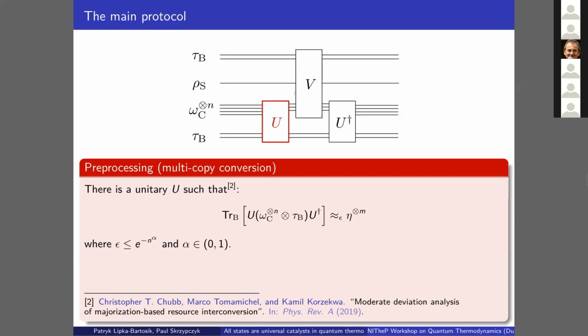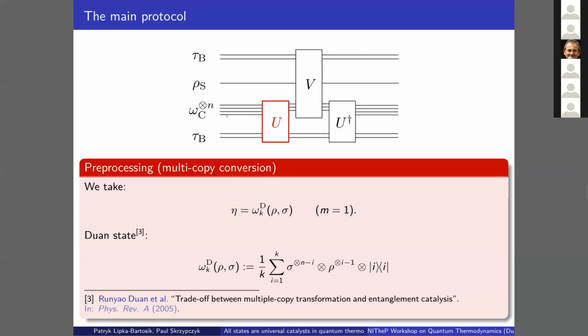And so for our purposes, we want to convert this multi-copy state of the catalyst into a single copy of a very special state, which we refer to as a dual state. These are a family of states which were introduced by Runyao Duan in 2005. And essentially, these are very simple states with a classical register and appropriately chosen multi-copy states of the input and output state.